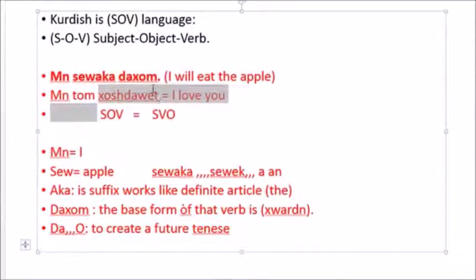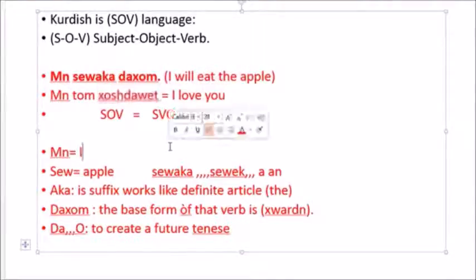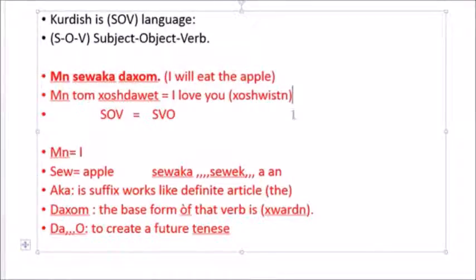Khosh davet means love. Actually, the base verb is khosh wisten. Okay? Khosh wisten means to love.